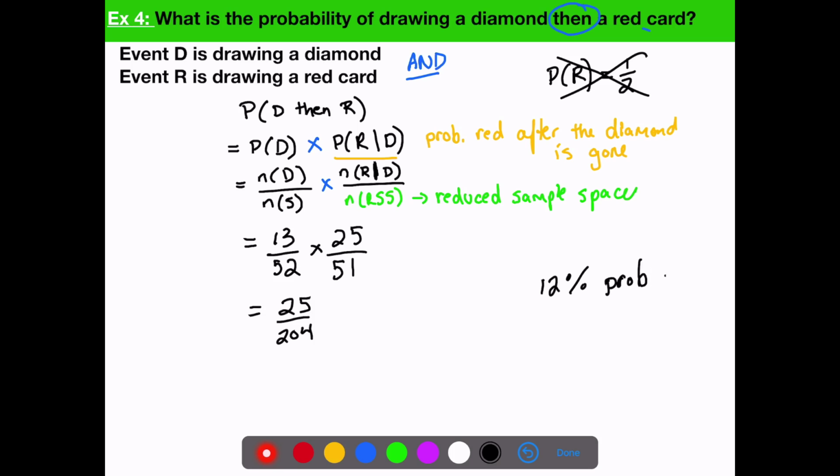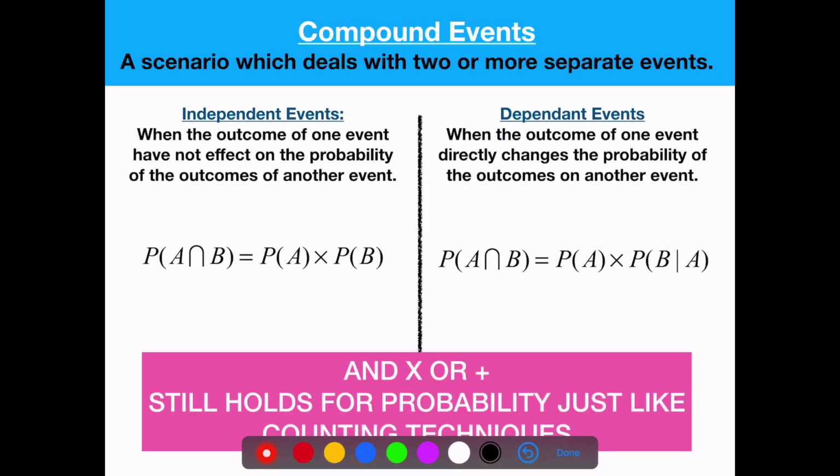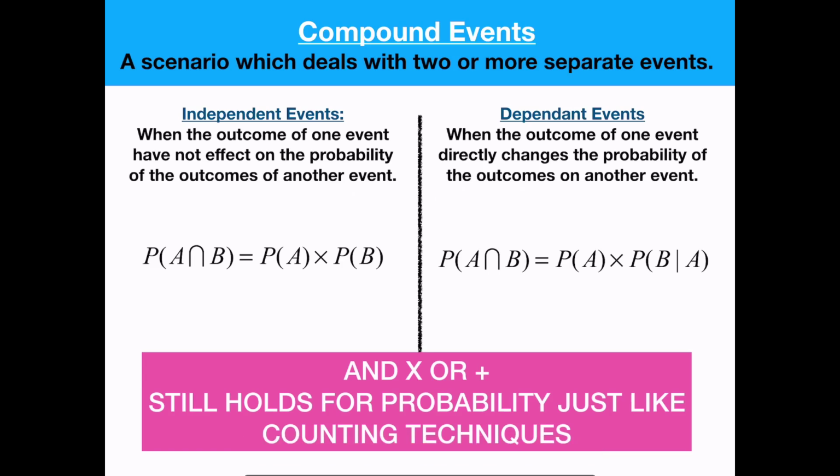Probability of drawing a diamond, then a red card, or drawing a red card after getting a diamond. Okay, so in summary then, the top part of this is the exact same as what we've done before, but on the bottom it shows you a reminder that the and or or situation, times and adding, still holds for probability just like in counting techniques. Okay, so if you only copy down one thing from this note, but hopefully you're copying down more, this slide is the summary of this lesson.